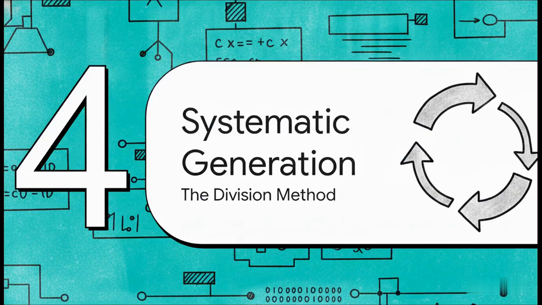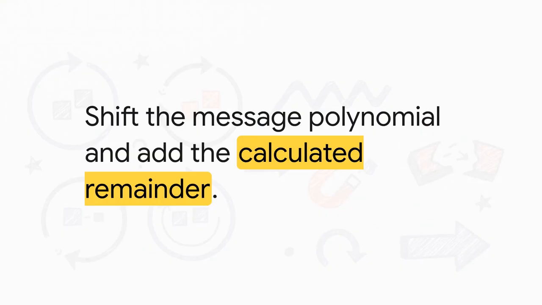All right, let's switch gears. Section 4, Systematic Code Generation, the division method. This one is a bit more mathematically intensive. The systematic formula definitely requires a bit more finesse. We actually have to shift the message polynomial first. We do this by multiplying it by x to the power of n minus k. And then we add a remainder, r of x, which we calculate via polynomial long division.